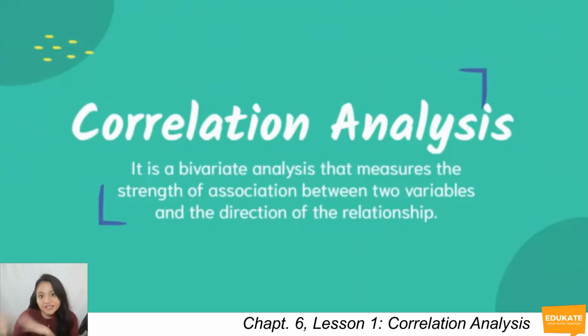So yung mga statistics na ginagawa natin before, yung mga measures of central tendency, location, variation, those are what we call univariate statistics kasi we are just doing one variable statistics. So correlation analysis, a bivariate analysis that measures the strength of association between two variables and the direction of the relationship.